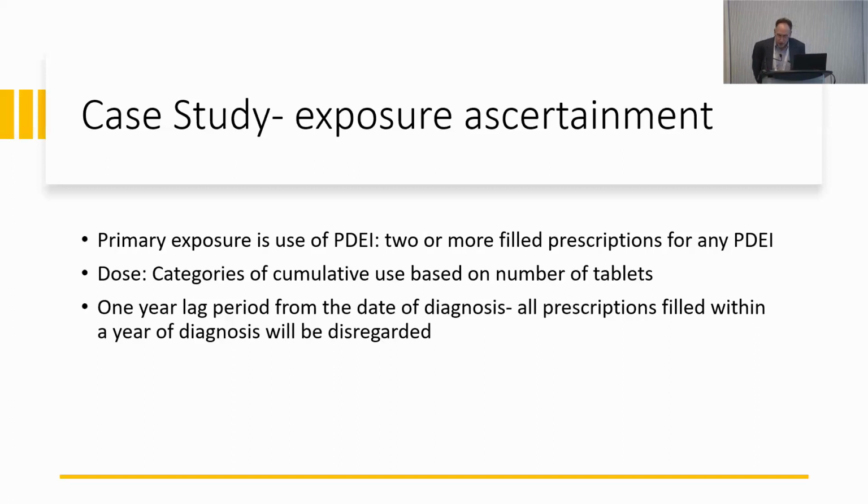So for our study, our primary exposure will be 2 or more filled prescriptions of any PDE5 inhibitor. We will have access to prescription data, including the number of tablets, so we can categorize cumulative use. We will introduce a lag period of 1 year prior to diagnosis. This should cover latency as well as any reverse causation, although unlikely with this drug cancer association.